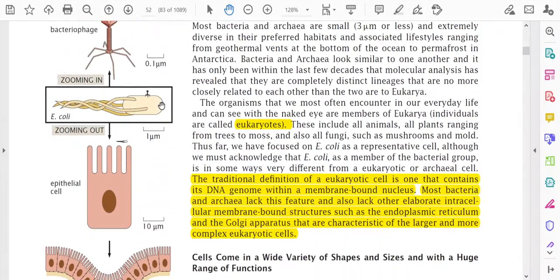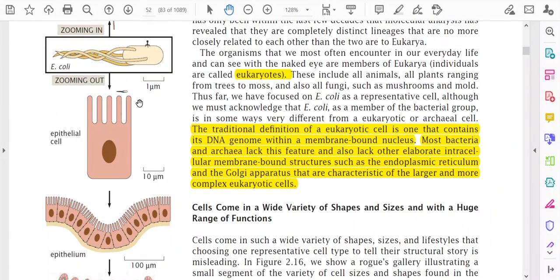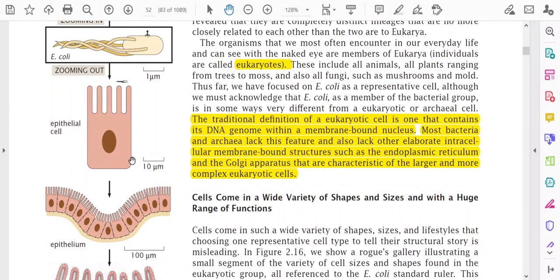Similarly, if you zoom out from the E. coli, you see this is the epithelial cell, and this small one is actually the E. coli, which resides in the epithelial cell. So this one is the epithelial cell, and its typical length is of the order of 10 micrometer.